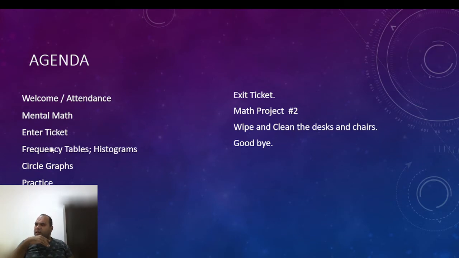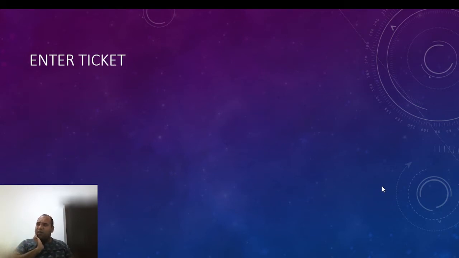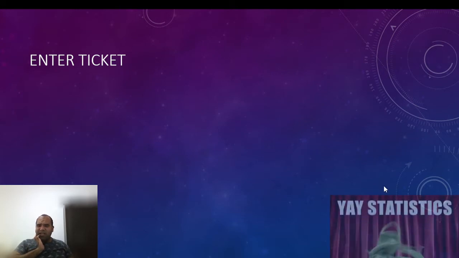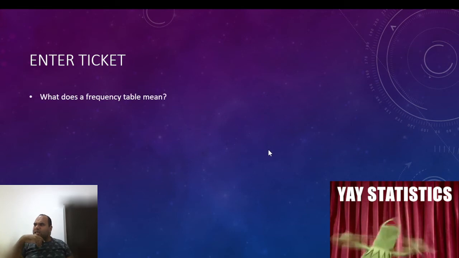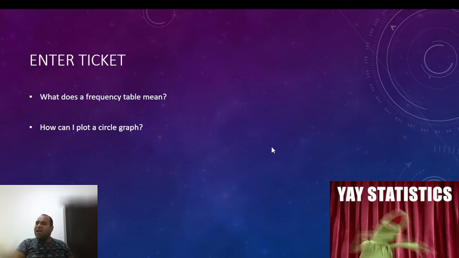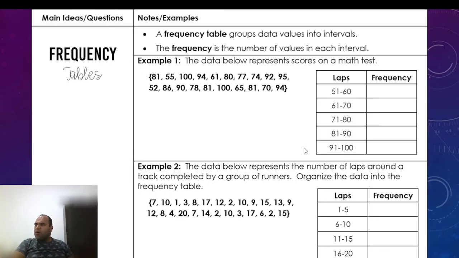Here's our agenda. Today we're talking about frequency tables, histograms, and circle graphs. It is very easy, very simple. Our enter ticket: yay, statistics. What does a frequency table mean? And how can I plot a circle graph? Attention over here. Let's do it and understand everything we need to do.